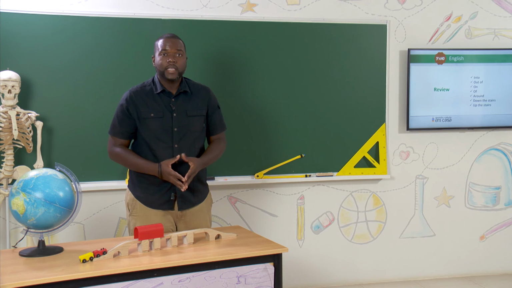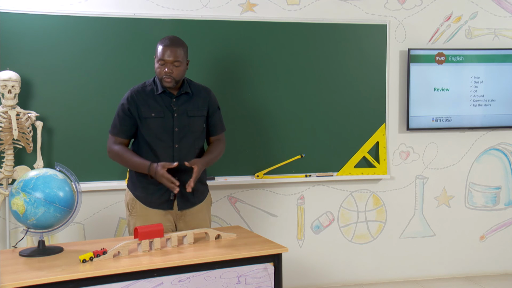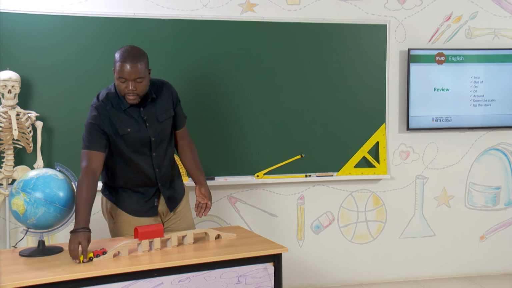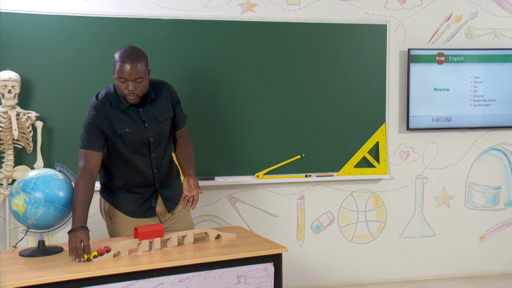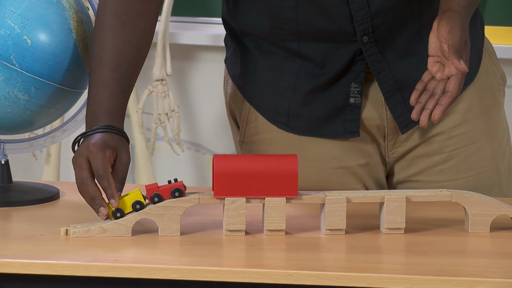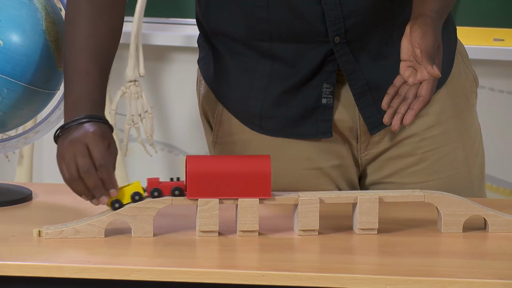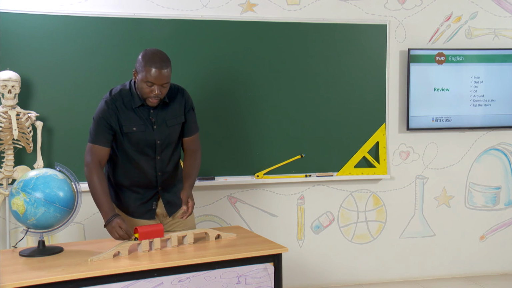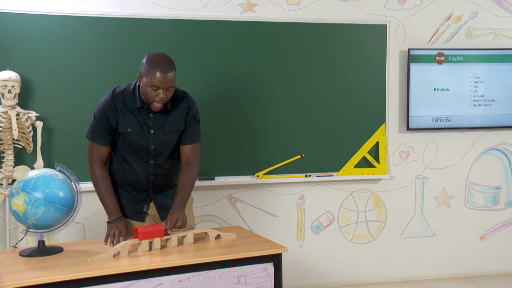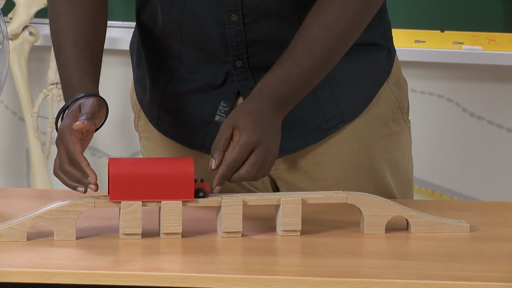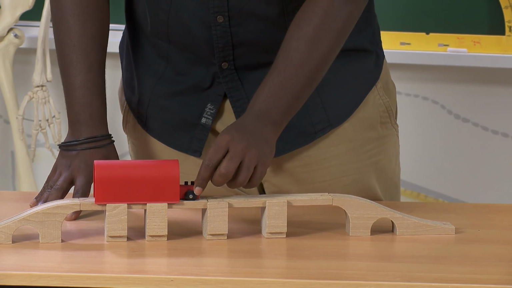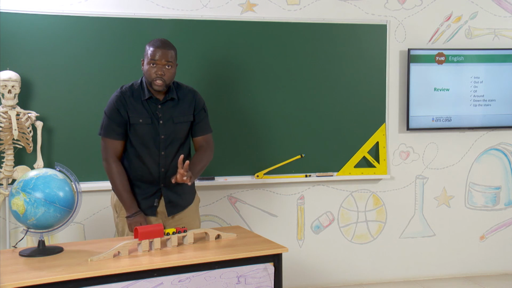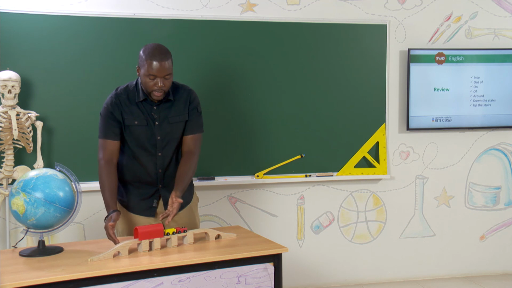All right, students, we're back, and now we're going to do a review of the prepositions of movement that you learned today using this toy. This is a train that is on its track. Now the train is going up the track and into the tunnel. After the train goes into the tunnel, it goes out of the tunnel. The train was into the tunnel and now it's going out of the tunnel. So these were the two prepositions of movement, into and out of.